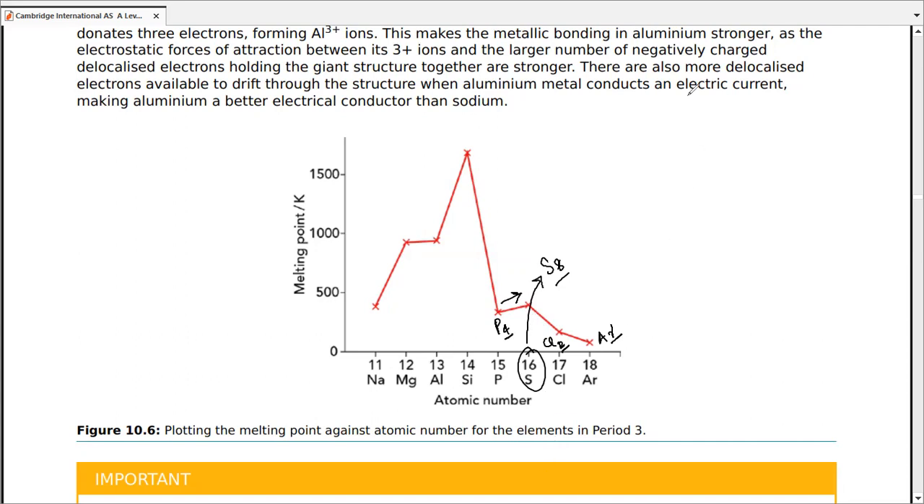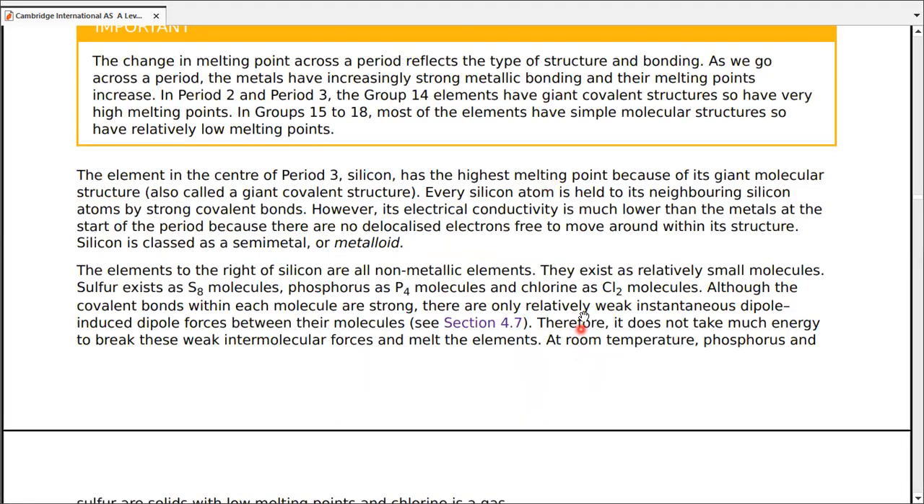I hope you get the point. Okay, so the element at the center of period 3, silicon, has the highest melting point because of its giant molecular structure, or giant covalent structure, a macromolecule, like silica. Each silicon atom is held to its neighboring silicon atoms by strong covalent bonds.